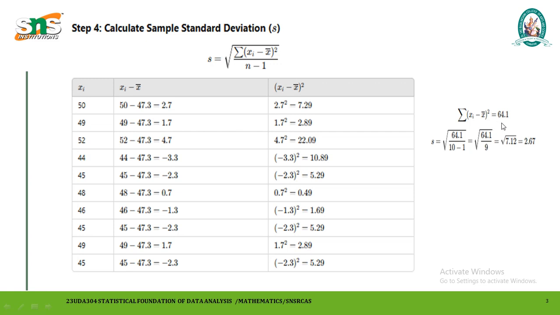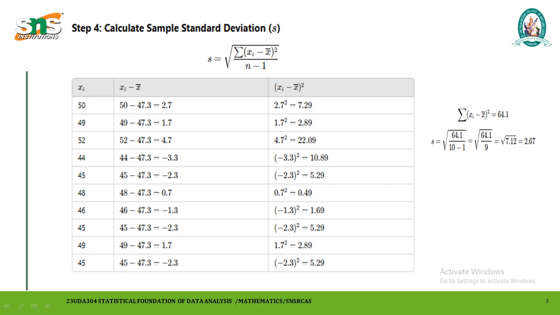Next we substitute this value in the s formula: instead of summation of xi minus x bar the whole square, I substitute 64.1. We already know that the sample size n is 10, so instead of n I substitute 10. By simplifying this I get an answer of 2.67. So now we have found the values of x bar and s.